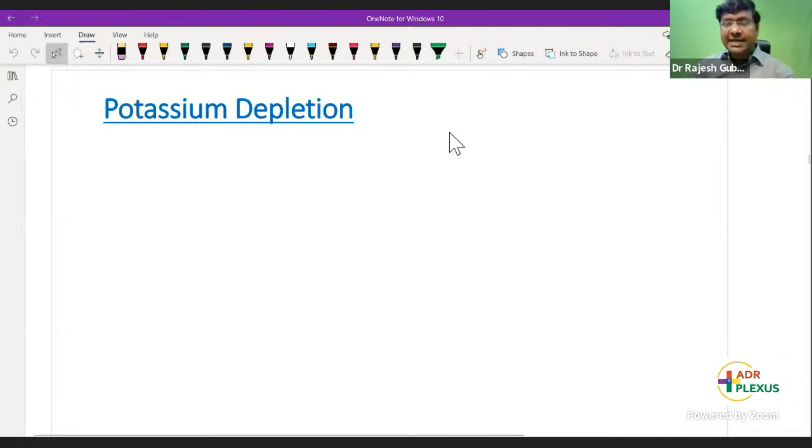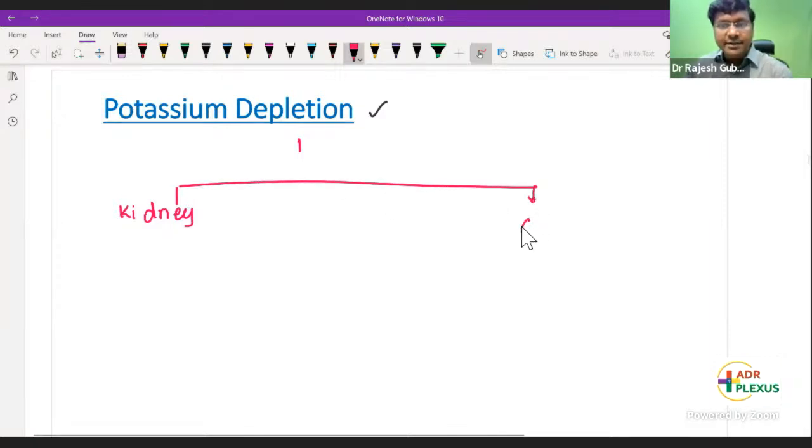Next, now the other etiology which will cause hypokalemia is the potassium depletion. Now, the potassium depletion, I said potassium loss from the body is via kidney or via the gastrointestinal tract. Now, how will you differentiate both of these? You have to measure the urinary potassium.